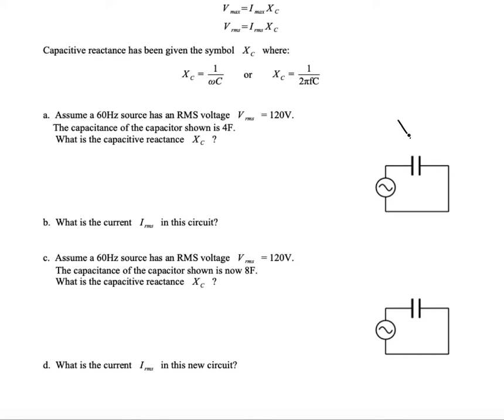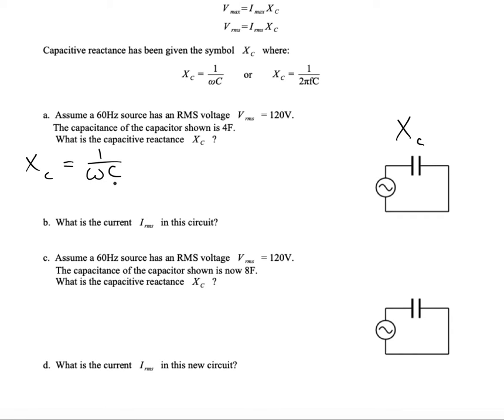So the reactance has the letter X, and we'll put a subscript C to make it clear that it's a capacitive reactance. We'll see later that there's another type of reactance, inductive reactance, which is caused by components called inductors. But for now, we don't have to worry about that. For now, we'll just focus on capacitive reactance, which has the formula 1 over omega times C.